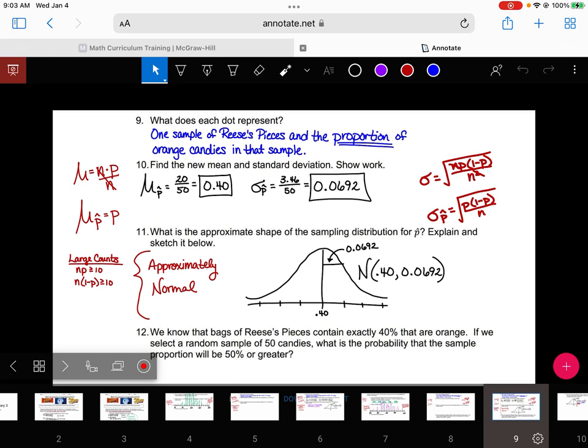Our sampling distribution for p hat is approximately normal. So I can sketch that normal curve. Remember, when we sketch our normal curve, we want to label our mean. We want to show our standard deviation. And then when we do this right here, we're saying that this curve is approximately normal. And once again, we're naming our mean and our standard deviation.